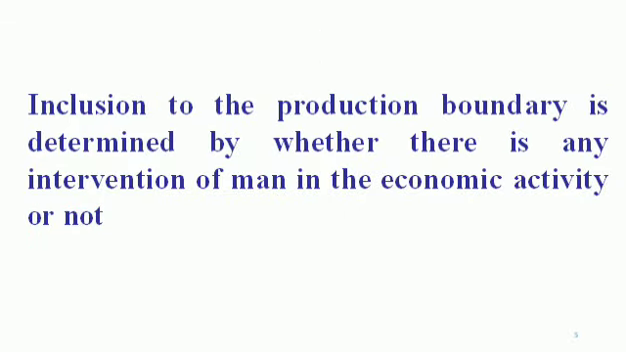So whether something should be included in the production boundary or not is determined by whether there is any intervention of man in the economic activity or not. So for example, growing of fish in a fish tank would be included in the production boundary. However, the growth of fish without intervention of man is not included in the production boundary.